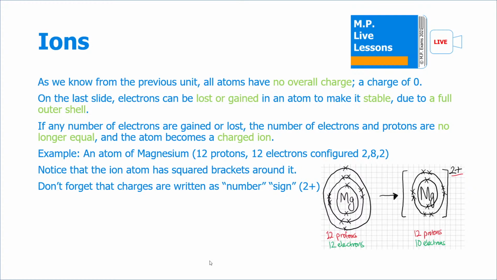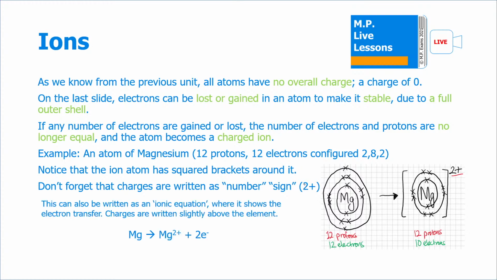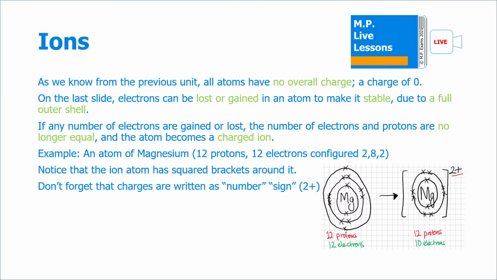They would then be picked up by another element. And now, since magnesium has a full outer shell, it's stable. However, it's now got 10 electrons and 12 protons. We know that protons are positively charged. So for every proton, it's 1 plus. So we have from the protons 12 plus. And each electron has a charge of 1 minus, and there's 10 of them, so there's 10 minus.